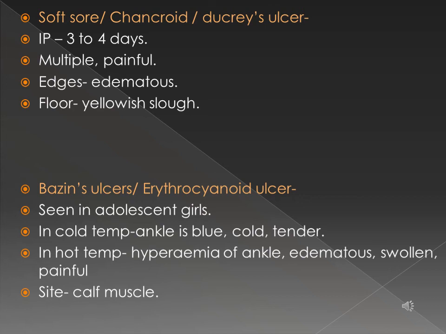Then the next one is Bazin's ulcer. It is seen in adolescent girls. Causes are poor arterial supply or abnormal subcutaneous fat with a thick ankle. Clinical features are low-grade ischemia of the whole ankle region. In cold temperature, the ankle is blue, cold and tender. In hot temperature, hyperemia of the ankle with an edematous or swollen condition is seen. It is painful. The site is always the calf muscle, which shows small, multiple nodules.